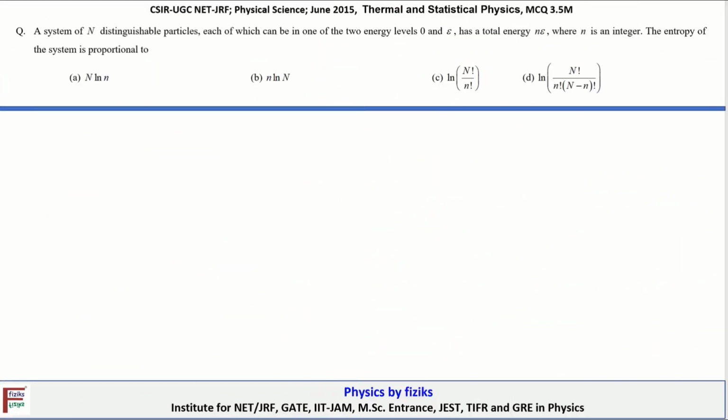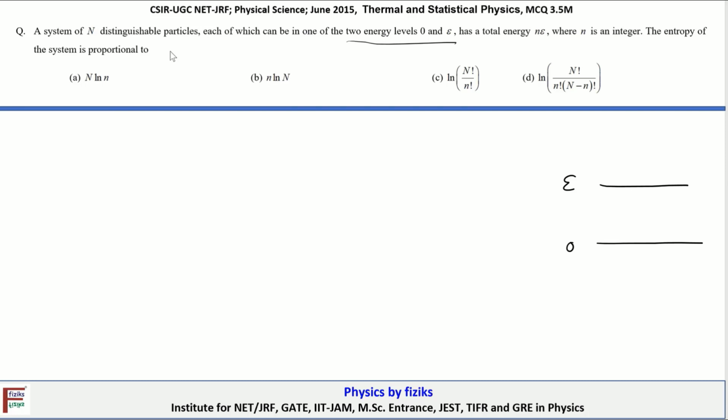So let's continue with the next problem. The statement is: a system of N distinguishable particles, each of which can be in one of two energy levels, 0 and E. So we are given a system of N distinguishable particles, and we are supposed to distribute them in two energy levels whose energy is given as 0 and E. It has total energy nE.